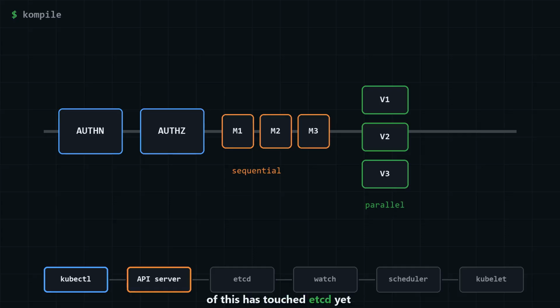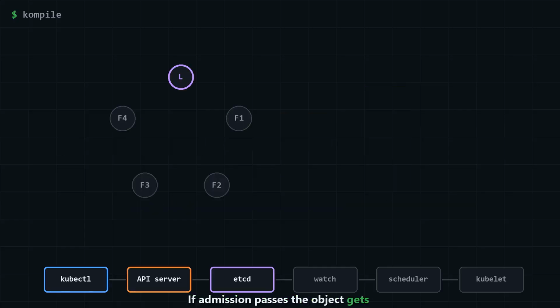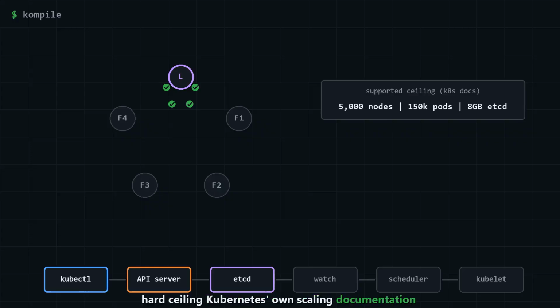None of this has touched etcd yet. Your pod could be rejected right here, and it would be as if it never happened. If admission passes, the object gets written to etcd, and this is where the myth that Kubernetes just stores state in a database undersells what is actually happening. Etcd is running the Raft consensus protocol, which means a majority of etcd members have to agree before your write is considered committed. That has a hard ceiling. Kubernetes' own scaling documentation says a supported cluster tops out around 5,000 nodes, 150,000 pods, and 300,000 containers, and etcd's default recommended size limit is 8 gigabytes.